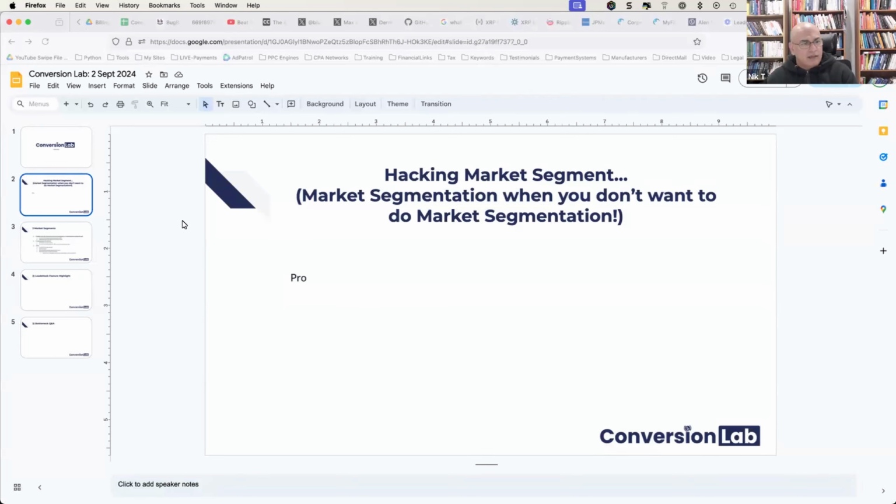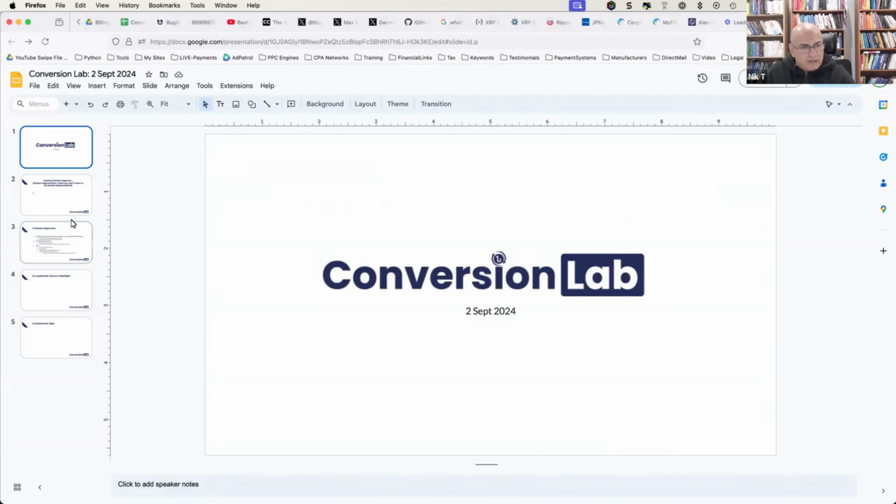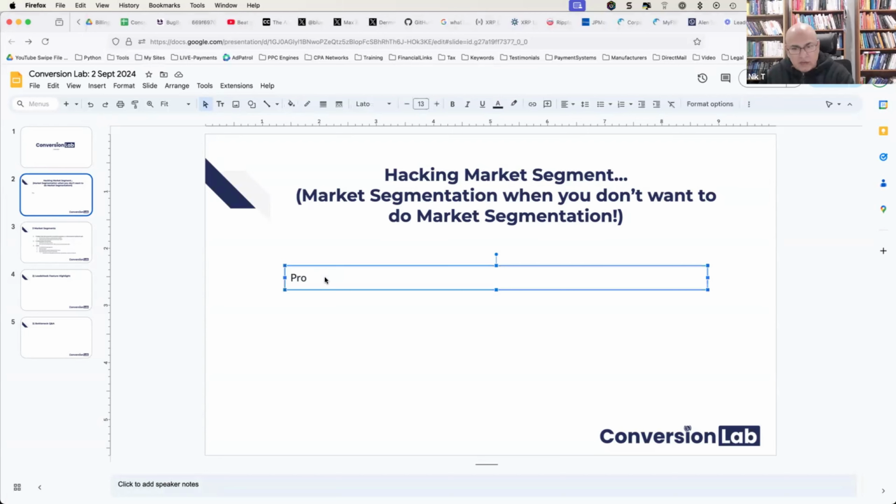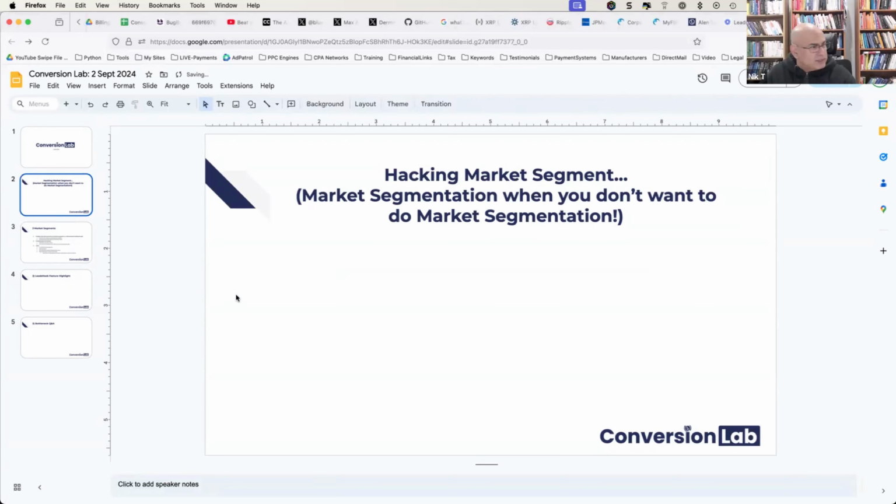All right, welcome to another conversion lab for the 2nd of September. And today we're talking about hacking market segmentation. So, market segmentation when you don't want to do market segmentation.